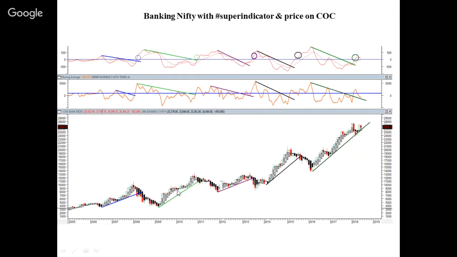Only when it went sideways for a few months, that we get a breakout in terms of the COC candle becoming bigger, the price being at the trend line, and the super indicator giving a buy. Once again, where you can add, you can pyramid, or you can just enter the market for the first time.